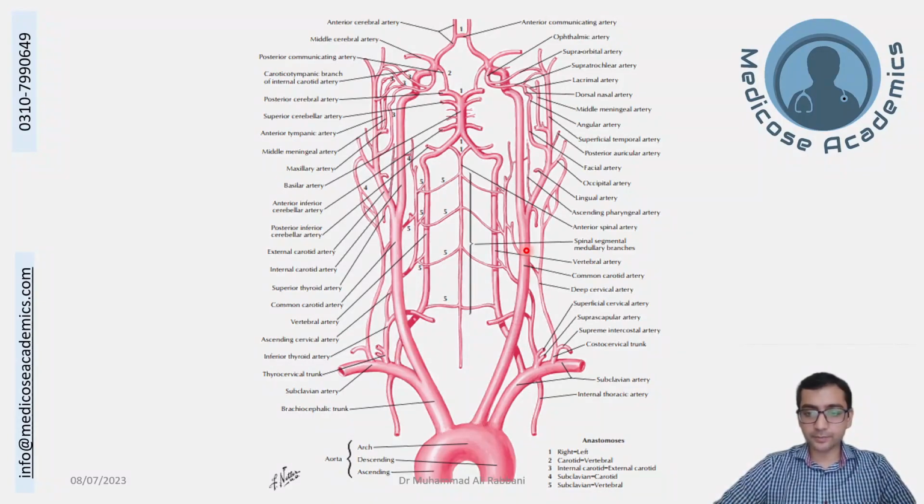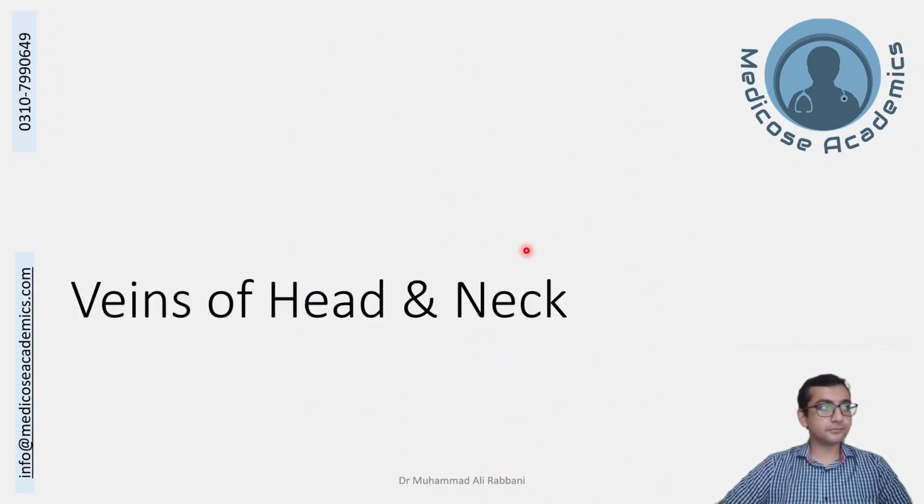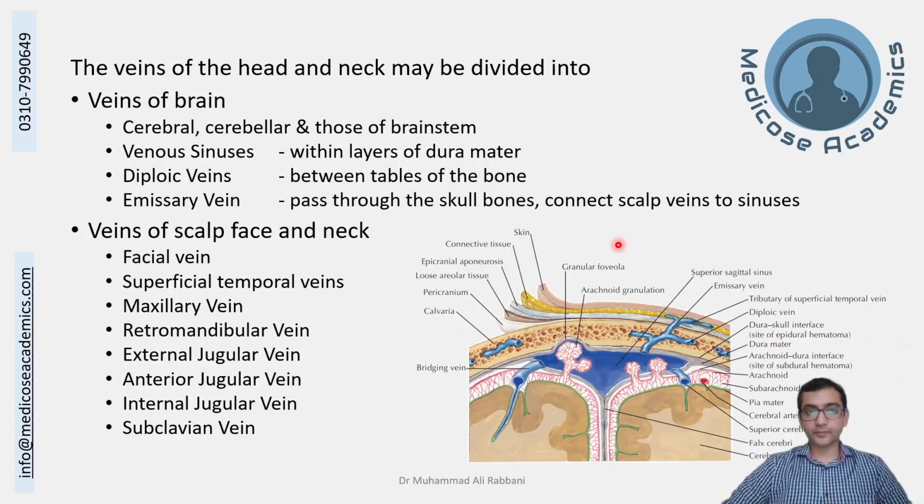Pictures that give all the branching arterial tree. Let's move on to the veins of the head and neck. Veins of the head and neck.